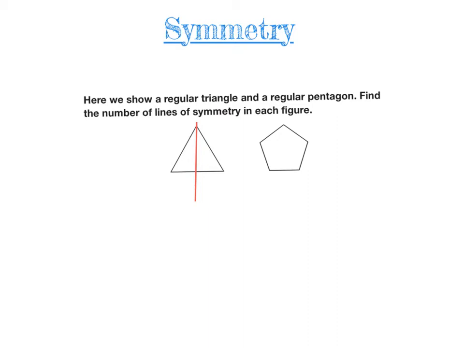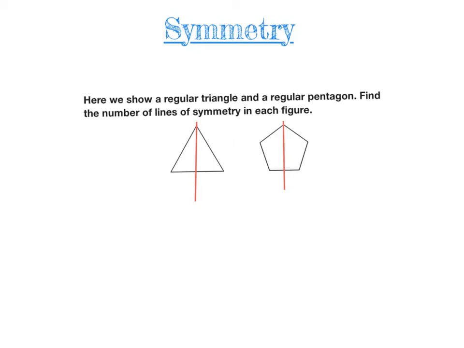Same thing with the pentagon. If I draw a line straight from the vertex down through the center, it's not perfect, sorry, there you go. If I folded on that line, it would look just the same. So that is one line of symmetry each. But there's another trick. We can also, with regular polygons, find lines of symmetry through each vertex. So that means on the triangle, because there are three vertices, there are 3 lines of symmetry.